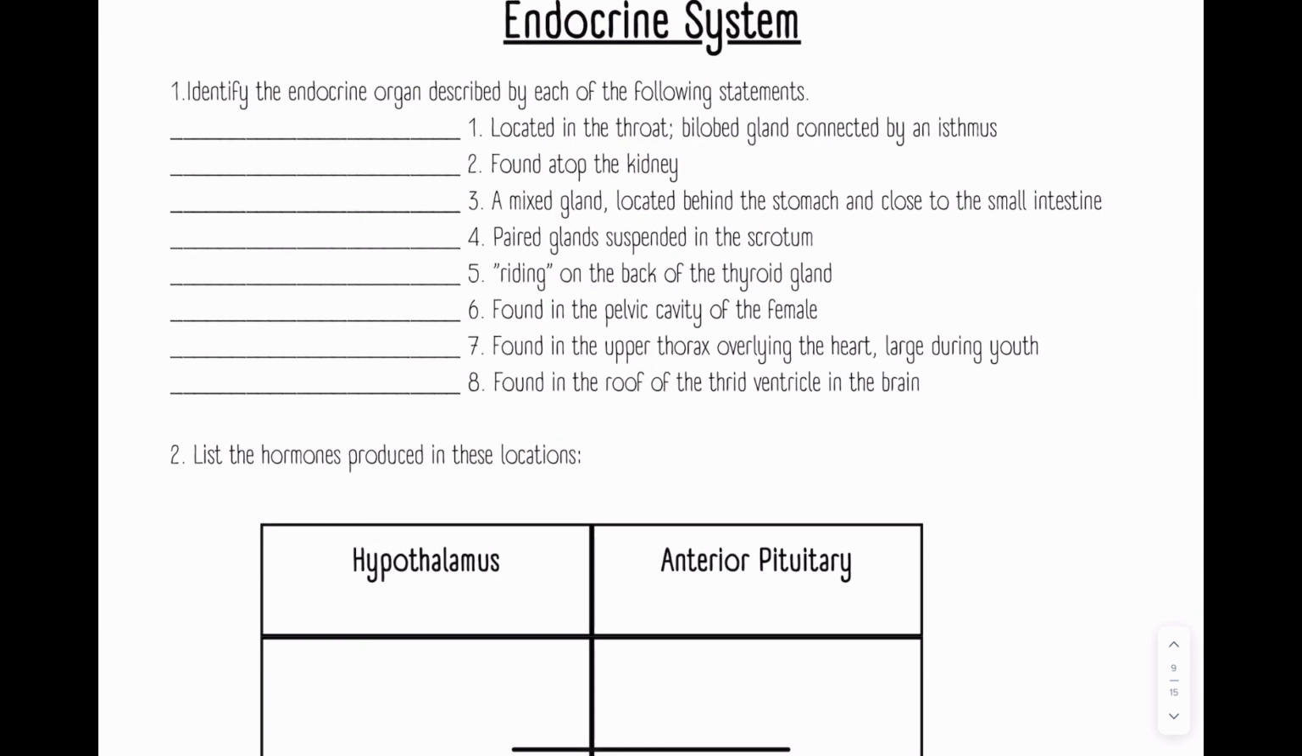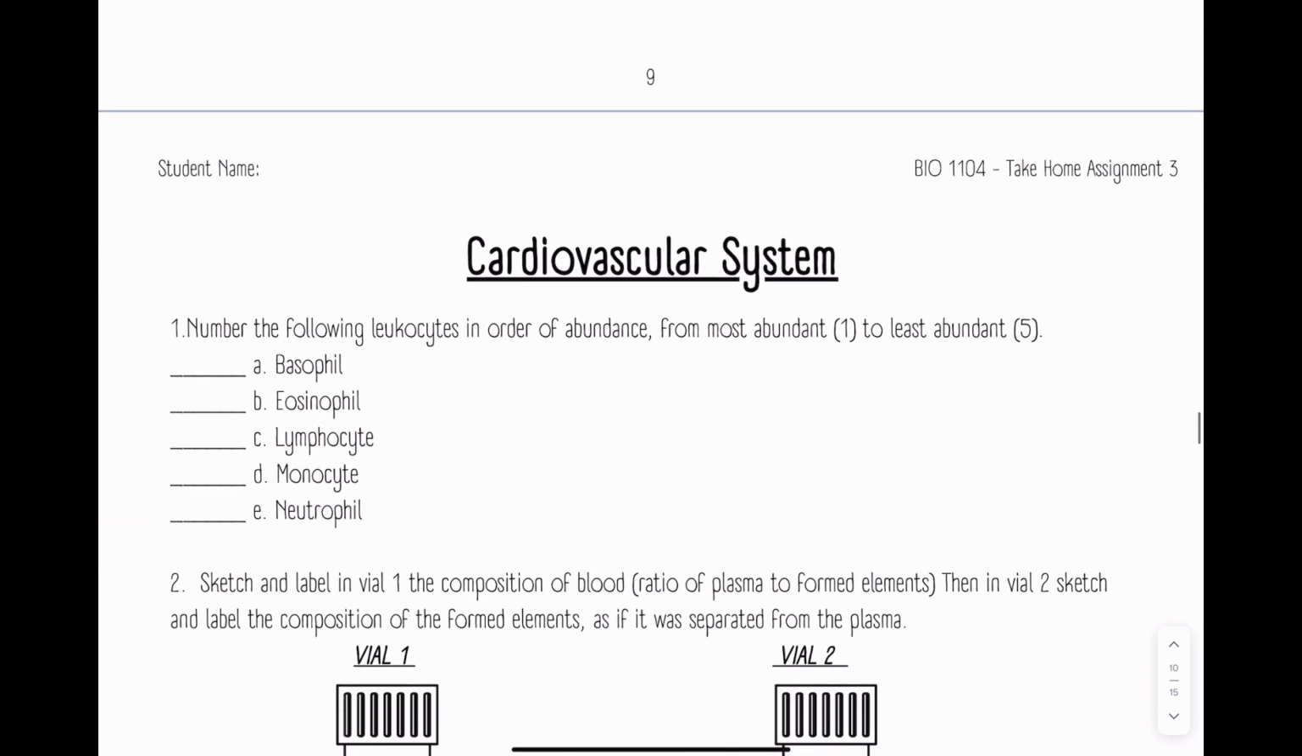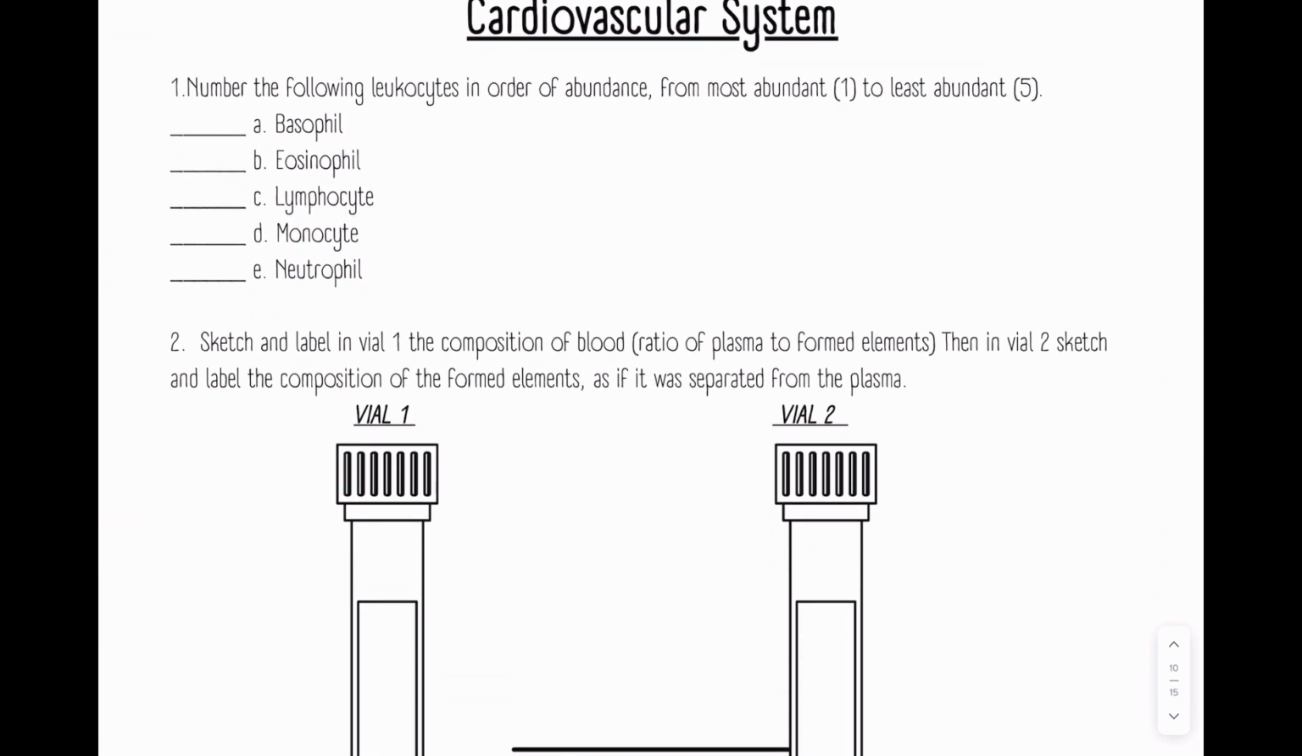Endocrine system, again, you can use a lot of the main stuff that we talked about during lab to fill these out. And we're going to get into cardiovascular in a second.